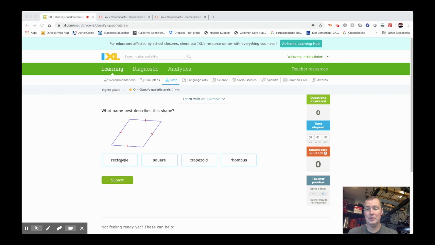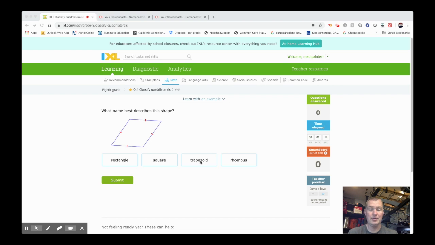Remember, a rectangle is a four-sided object with two matching sides. The top and bottom are the same length and left and right are the same length. A square must be a perfect square. All four sides are the same, and all four angles are 90 degrees.